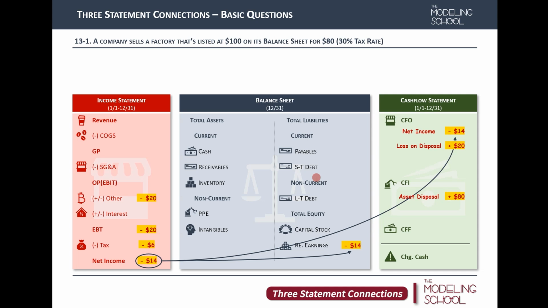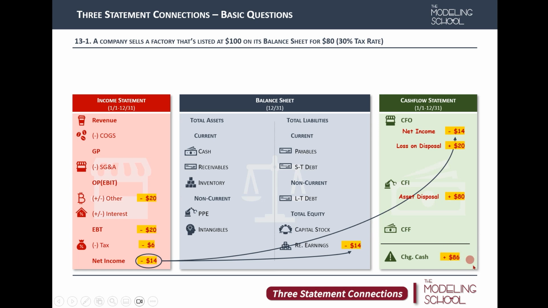So this is pretty much like a formula. We write the losses or the gains under cash flow from operations, and we write down the actual cash inflow from the actual sale of assets or properties under CFI. So this 20 is added back because it's a non-cash transaction. This $80 adjustment is actually cash coming in from the asset sales. And as a result, the change in cash in the end is plus 86.